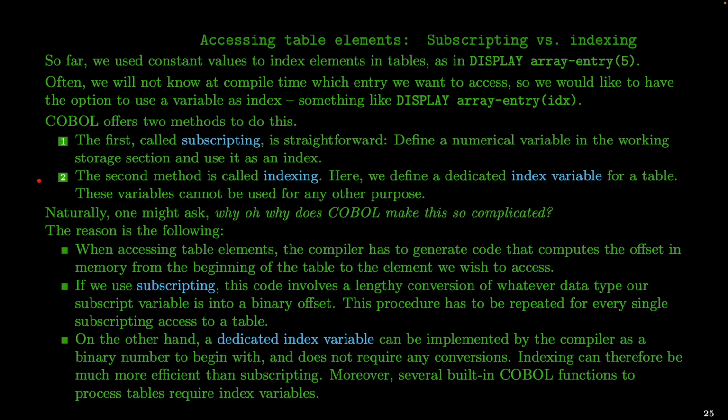So by having this second method, the indexing method with dedicated index variables, the compiler has the possibility to implement these index variables in the most efficient way to compute offsets in memory, and would not have to use any conversions when table entries are accessed. So indexing can therefore be much more efficient than subscripting. And in addition to that, several of the built-in COBOL functions for processing tables require the use of index variables.